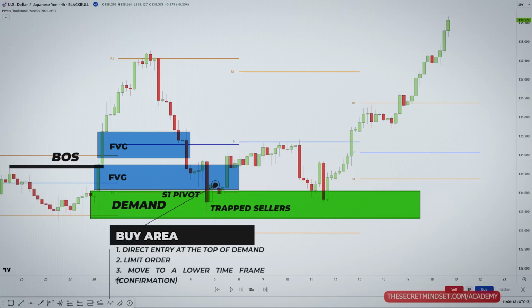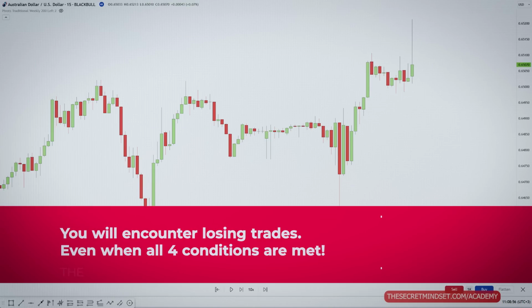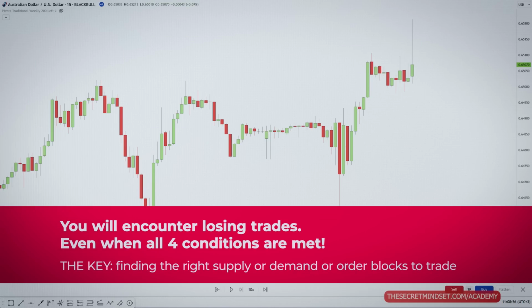The entry can also be adjusted. You can use a limit order at the top of the demand area, but you can also refine it even more by moving on a lower time frame and finding some sort of confirmation. Now, you will encounter losing trades, even when all 4 conditions are met.